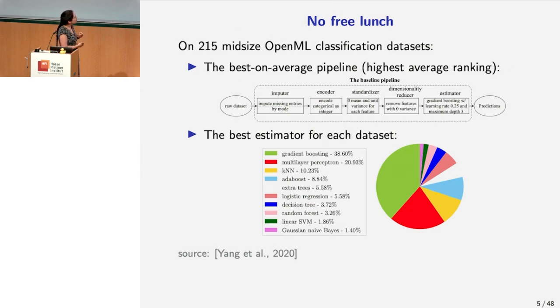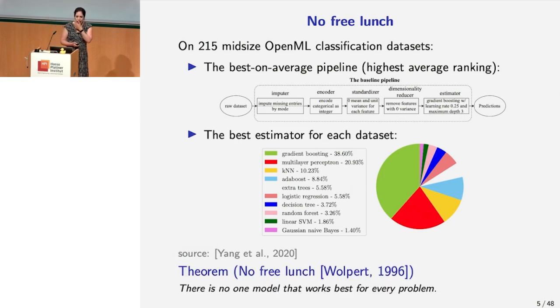Okay. So how do we choose the best machine learning model for a data set, right? And not just the estimator, by the way, the entire pipeline, that's a lot of components. Okay. No free lunch, there's no one model that works best for every problem. Okay, there's actually a theorem supporting this.